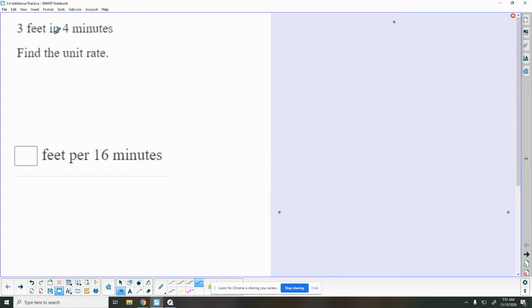So 3 feet in 4 minutes, and it wants us to find the unit rate. Anytime we're doing units, I'm going to set it up. We've got feet to minutes. So 3 feet, and it wants 4 minutes. Now I want to know how many feet in 1 minute. Anytime we have a unit rate, the second number on the bottom, we need to turn into a 1. That's a unit. So how many feet every minute?